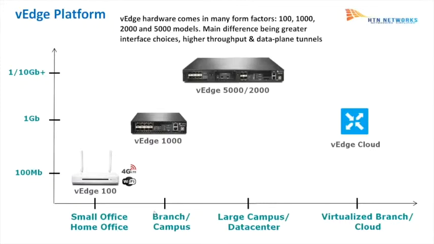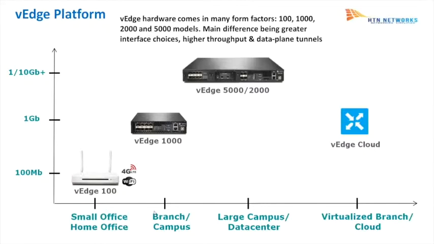vEdge 100 is for a small office environment. Then you have 1000, which supports a bandwidth of 1 gig. The 100 supports only 100 MB. And then you have models 5000 and 2000, which support 10 gig and above. You can use the 2000 or 5000 in a large data center environment. You can use vEdge 1000 in branch offices. And if you have a very small office where only a few users are sitting, you can use vEdge 100.